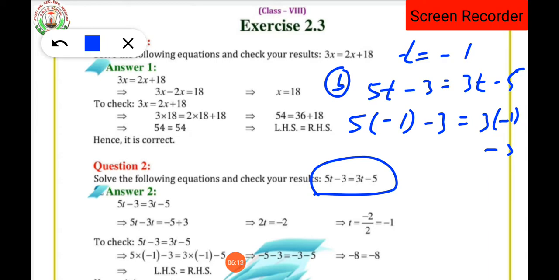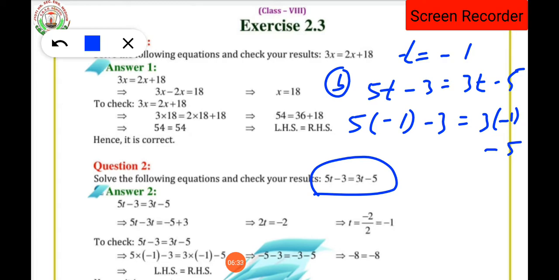Understood up to here? We have to substitute. First we have to solve, bring the value of the variable, and substitute that value in the question to see whether LHS and RHS are coming correct or not. If our LHS and RHS answer is coming same, equal, that means our answer is correct.